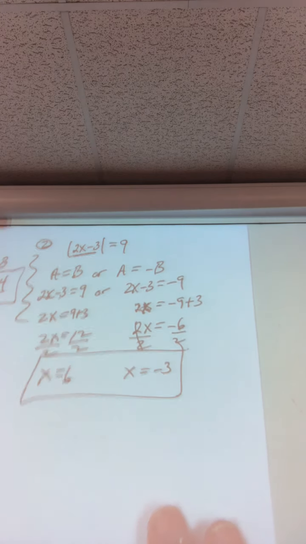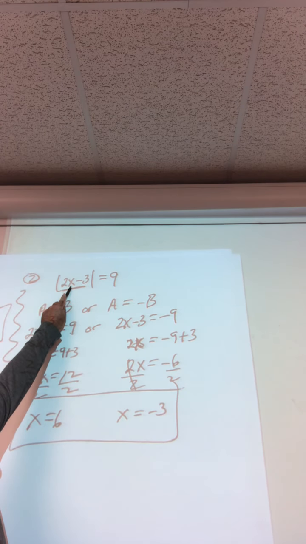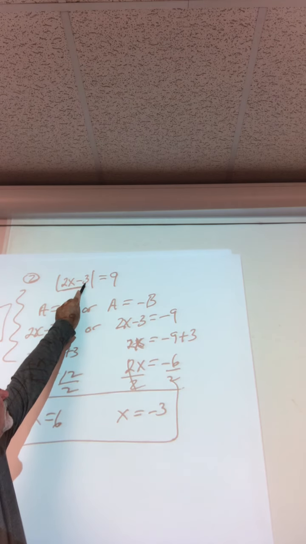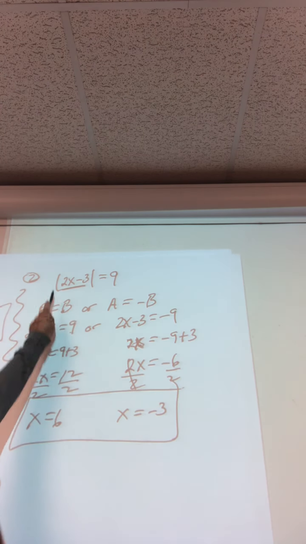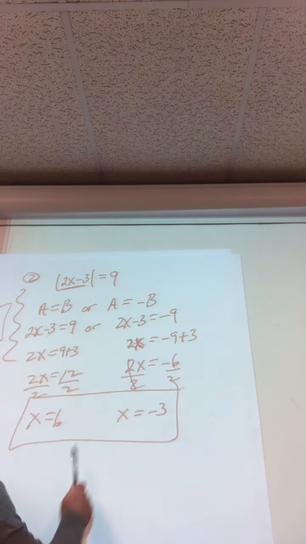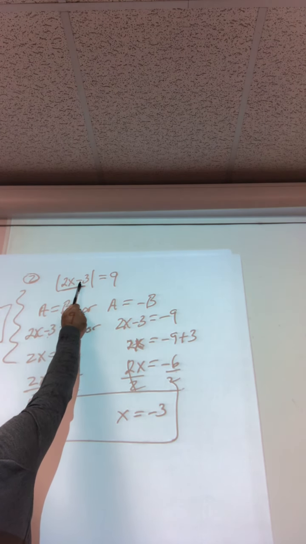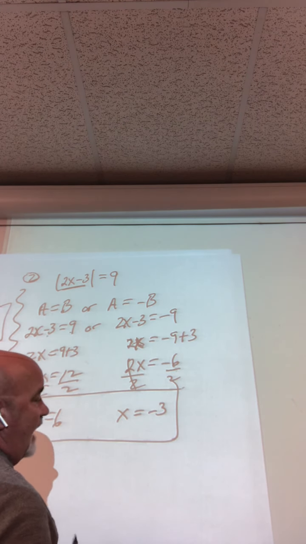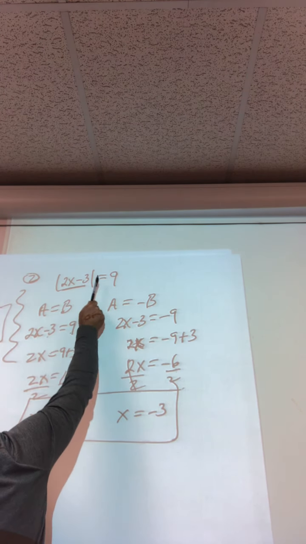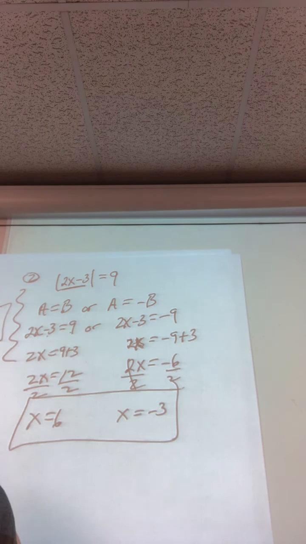You do not have to check these, but I want to show you that both of these do work. Let x be 6. What's 2 times 6? 12. 12 minus 3 is 9. And what's the absolute value of 9? It's 9. So that works. Now let x be negative 3. 2 times negative 3 is negative 6. Negative 6 minus 3 is negative 9. But if you take the absolute value of negative 9, you get positive 9. So both of these solutions do work. So just use the formula, but you've got to remember the 3 steps.